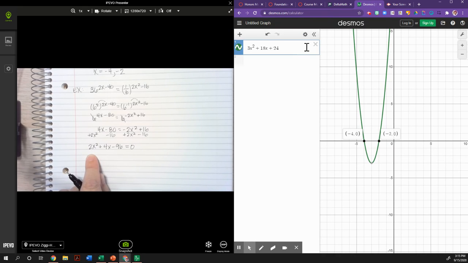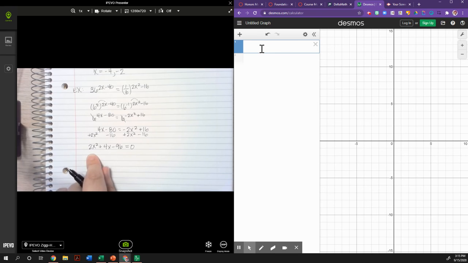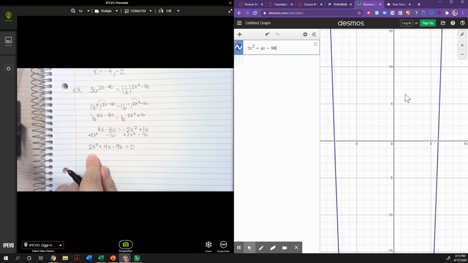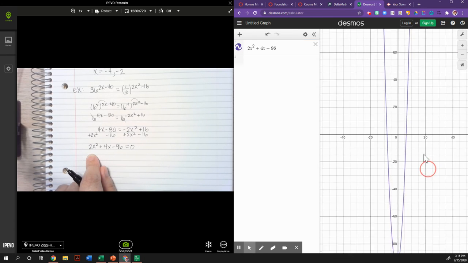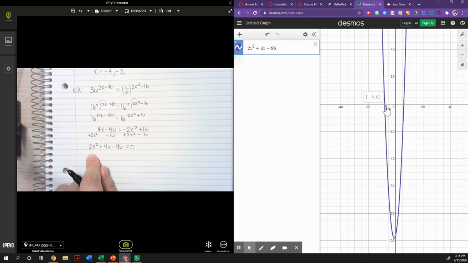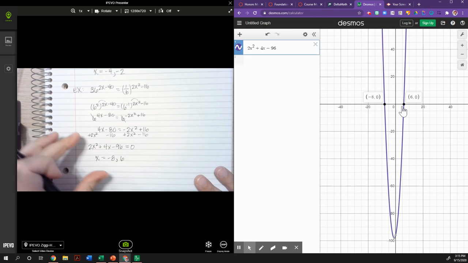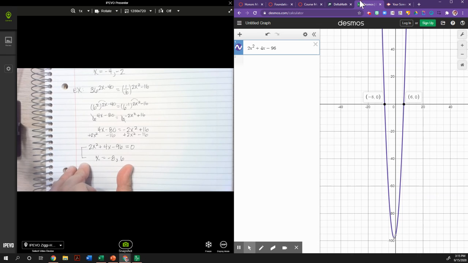Now I'm going to bring in Desmos. So 2x squared plus 4x minus 96. If you have to zoom out, you don't have to see the entire parabola, but there it is. So I know that the parabola crosses at x equals -8 and x equals 6. We're going to review how to do that by hand, but for right now we're going to use Desmos.